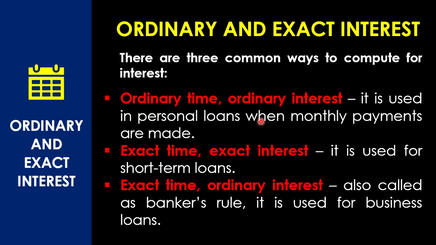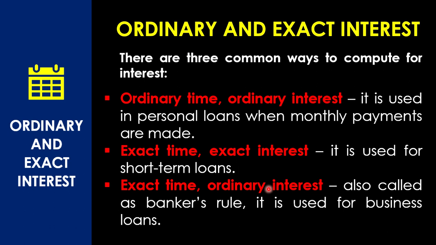But let's discuss the purpose of the three. Usually we have these three. We have the ordinary time and ordinary interest. It is used in personal loans when monthly payments are made. While we have exact time and exact interest, it is used for short-term loans. And then we have the last one, exact time and ordinary interest. It is called the banker's rule.